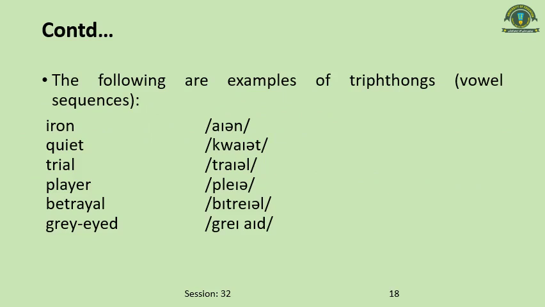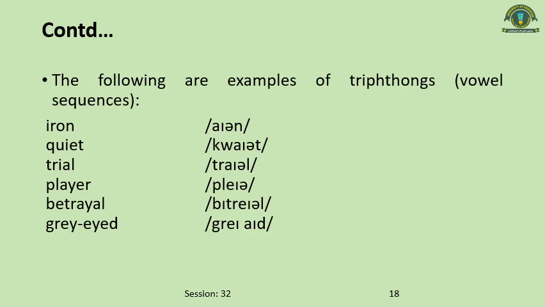Now, these are the examples of triphthongs, what we call vowel sequences. All right? You have 6 words in front of you. They have been phonetically transcribed. Let's learn them. First the general English, then the phonetic or the phonemic transcription. Say after me.